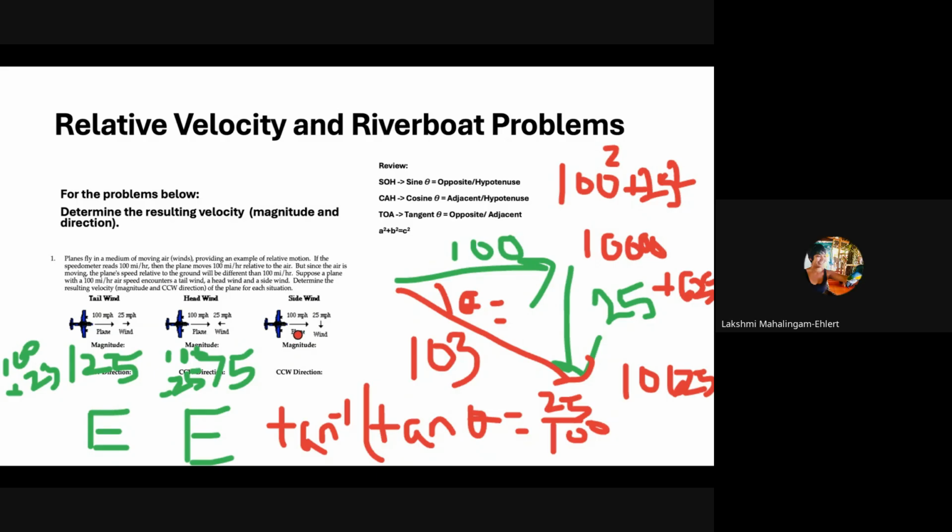14. Exactly 14? I don't know if it's exactly. No, sorry, not exactly 14. Just you said 14. Yeah, not exactly 14, but 14. Now let's think about it. 14 in what direction?